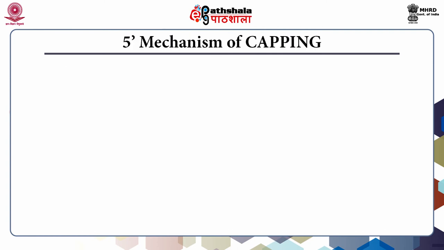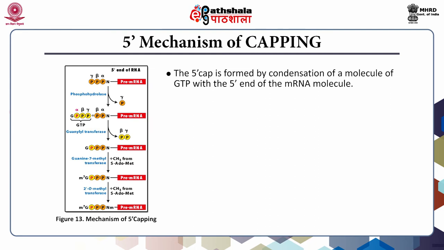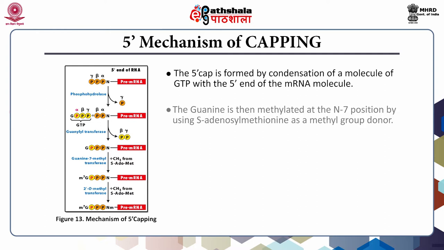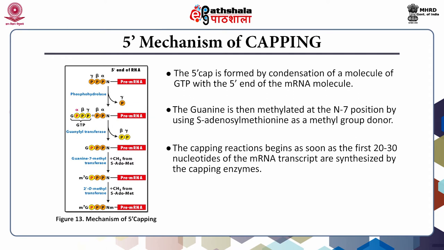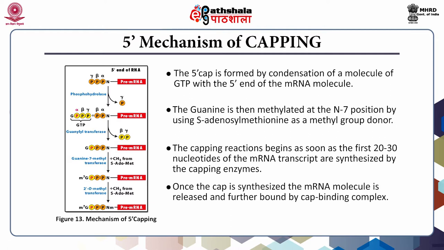Mechanism of 5' capping. The 5' cap is formed by condensation of a molecule of GTP with the 5' end of the messenger RNA molecule. The guanine is then methylated at the N7 position by using S-adenosylmethionine as a methyl group donor. The capping reactions begin as soon as the first 20 to 30 nucleotides of the messenger RNA transcript are synthesized by the capping enzymes. Once the cap is synthesized, the messenger RNA molecule is released and further bound by the cap binding complex.